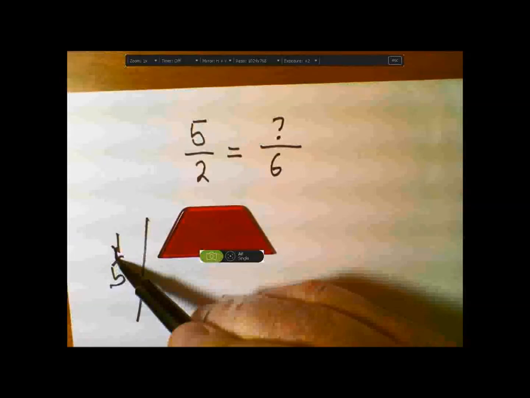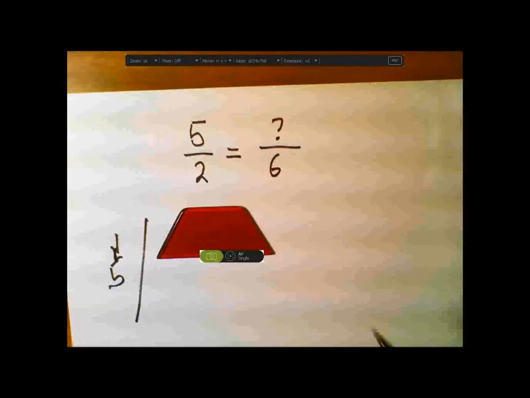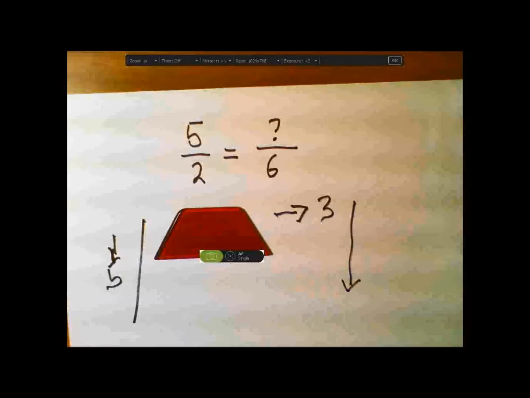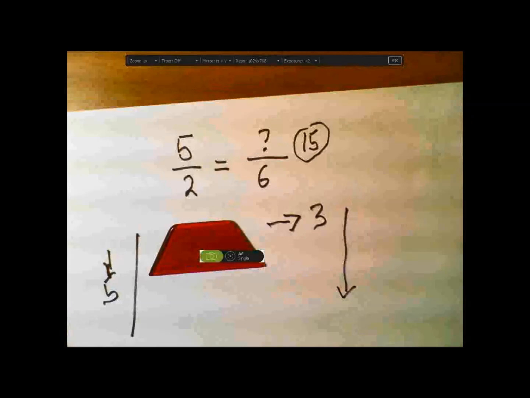Now, each red piece, we want to know how many 6 there are. The 6th is what color? Green. Okay, how many green blocks are there in each red block? 3. So how many would there be altogether if you have 5 of the red blocks? 15. Taylor, how many in the class agree that the answer is 15? Would they raise their hands? Everybody. Does everyone agree? Yeah. Let's give Jaden a hand, please.